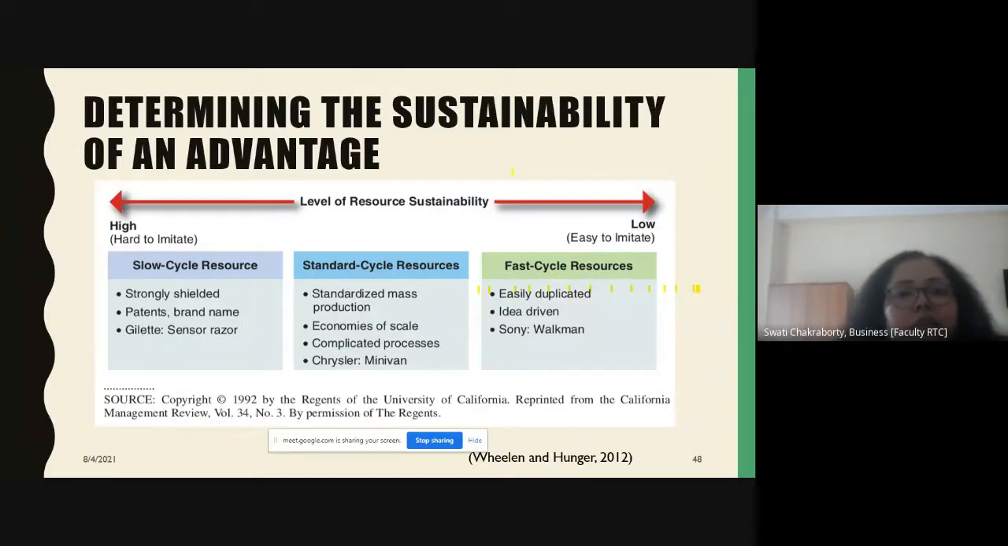Okay, so determining the sustainability of an advantage: high, which is hard to imitate, is a level of resource sustainability, and low, which is easy to imitate. High, when we say that, we talk of slow cycle resources that are strongly shielded, patents, brand name. Example is Gillette Sensor razor. Okay, then in between is standard cycle resources, where we're talking of standardized mass production, economies of scale, complicated process. Example is Chrysler minivan. And fast cycle, which is easily duplicated, idea driven, Sony Walkman.